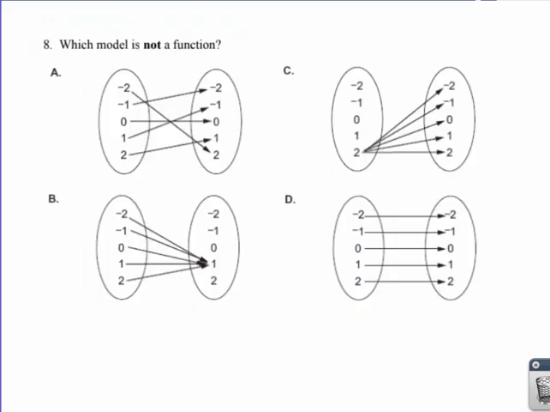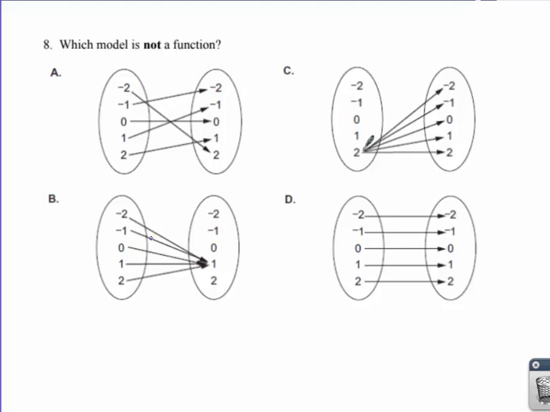In a mapping, we know that the x value can only be mapped to one y value, or input to output. So which model is not a function? So this one, each one of these x values maps to only one y value. Each one of these x values can have the same y value. They just can't have the same x value going to two different points. So this one is a function.